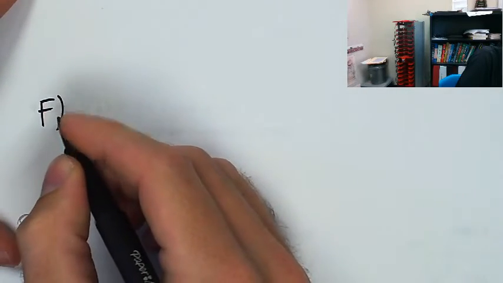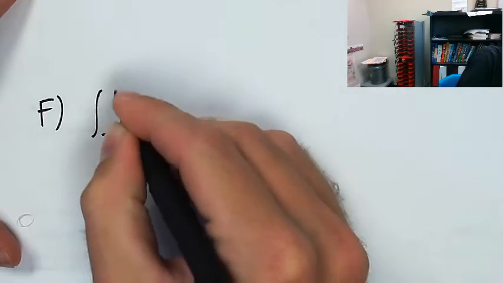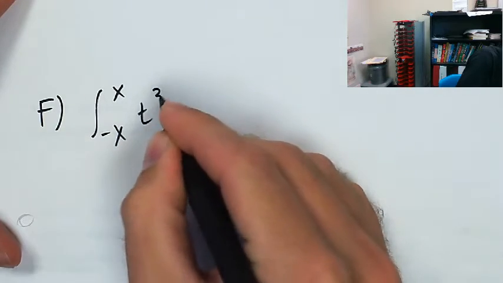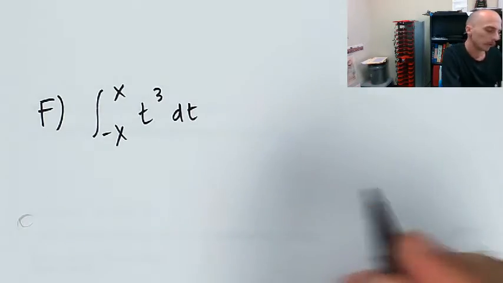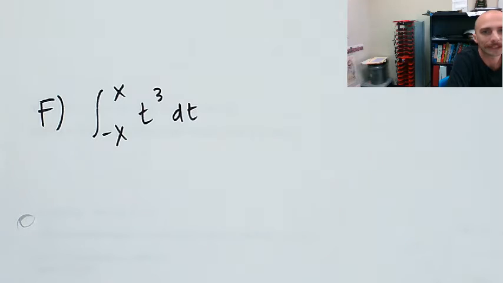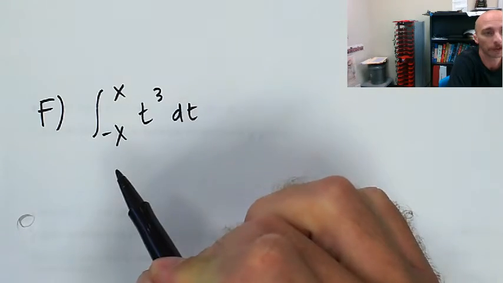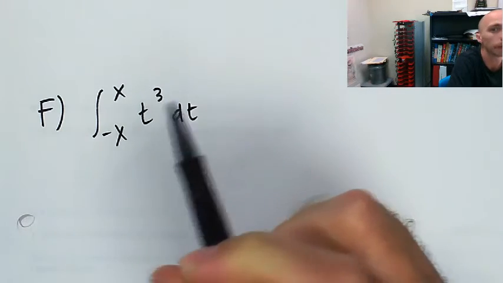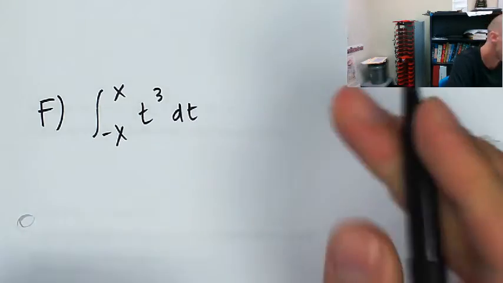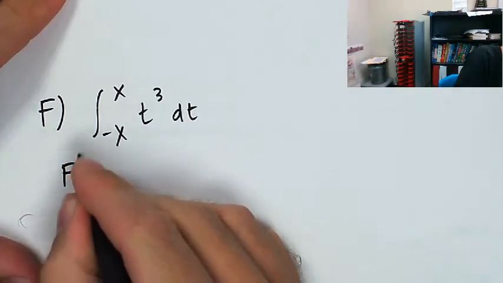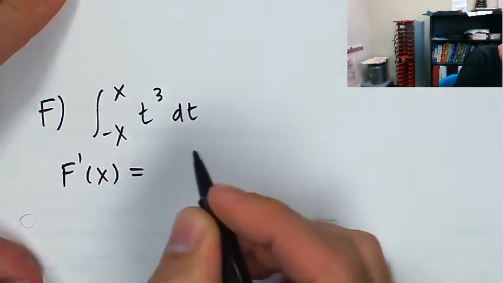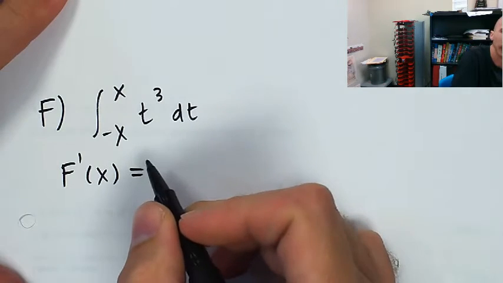Fit one more on this page. Say f is going to be the integral from negative x to x of t cubed dt. A person could realize that this integral is constantly 0, so the function defined by this integral is going to be constantly 0, and so its derivative is going to be constantly 0, but maybe we can see why that's the case. F prime of x equals, why is that?